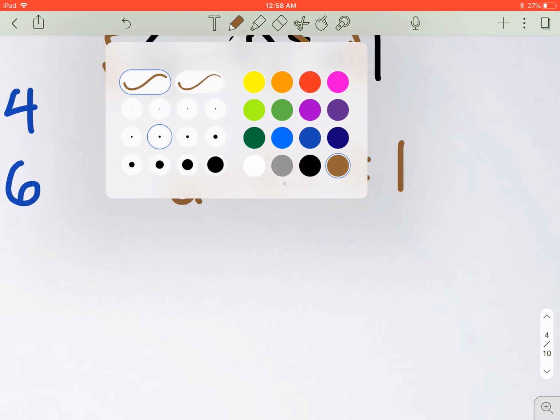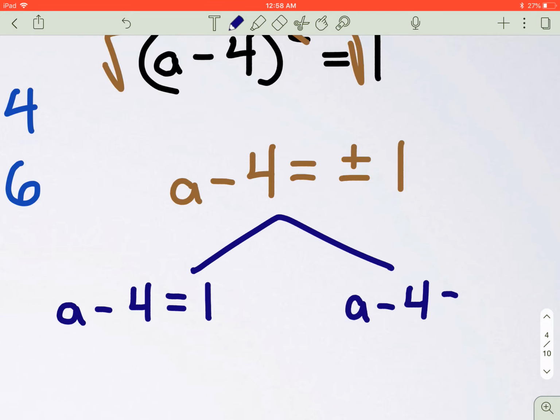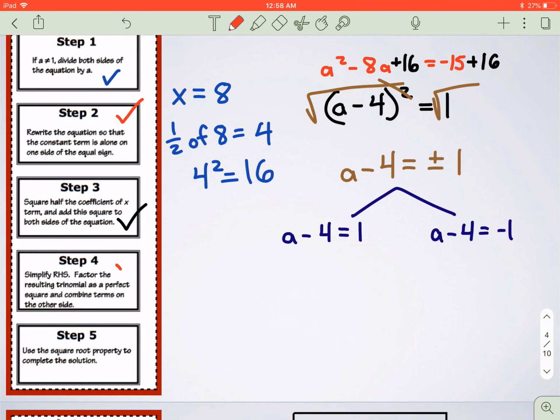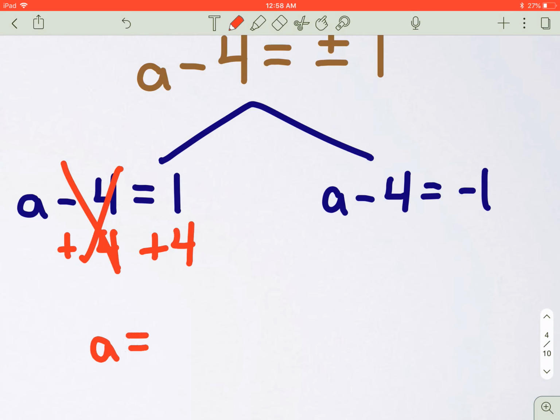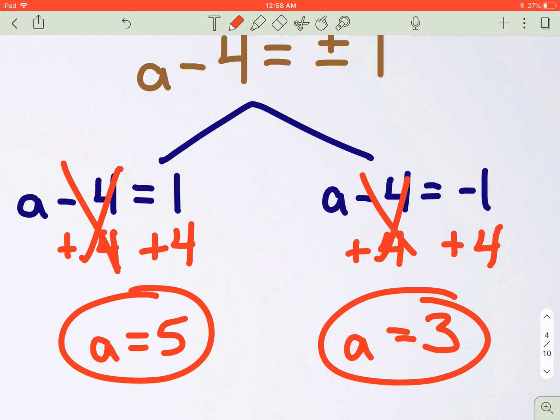And this is where I have to solve two different problems. I have to say, okay, what's a minus 4 when 1 is positive, and what's a minus 4 when 1 is negative. So I am going to go to the side of the variable and add 4, they cancel out. A equals 5, add 4, a equals 3. And those are my two solutions, my two answers, the roots to this problem.